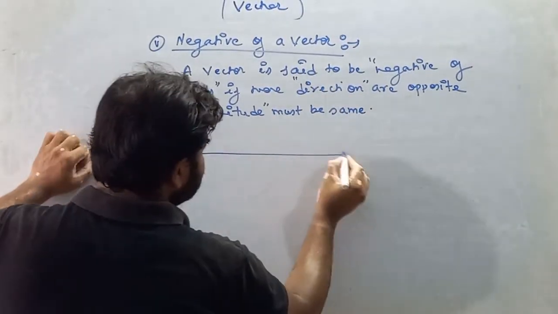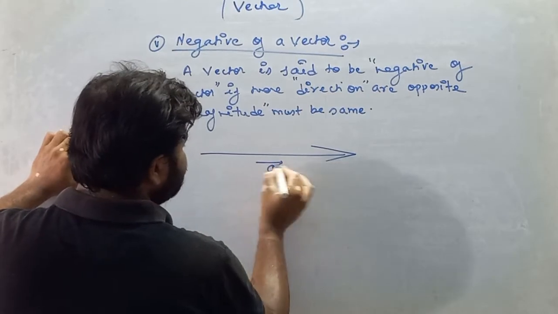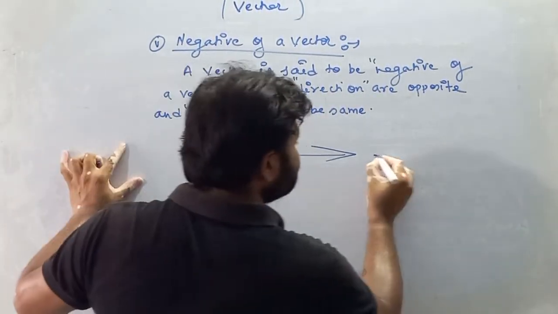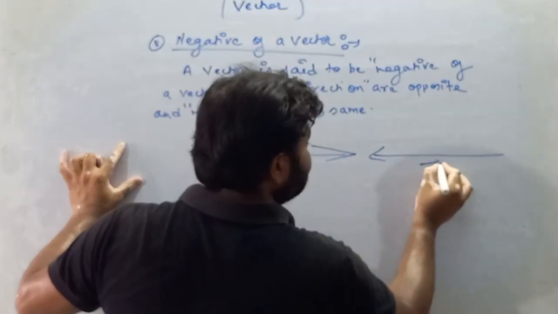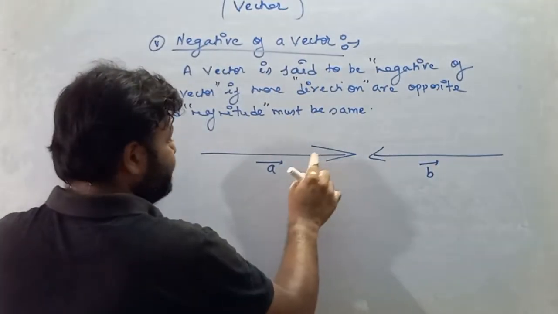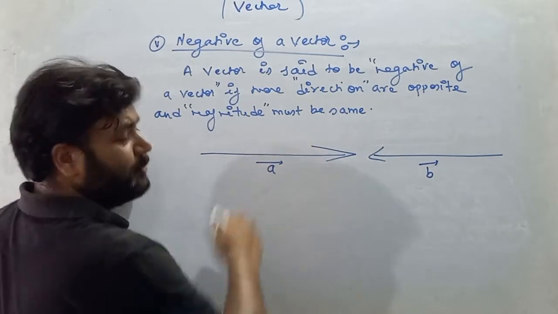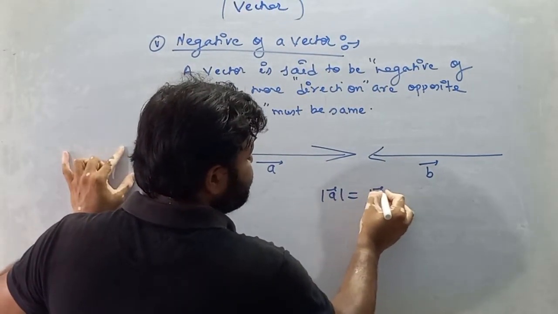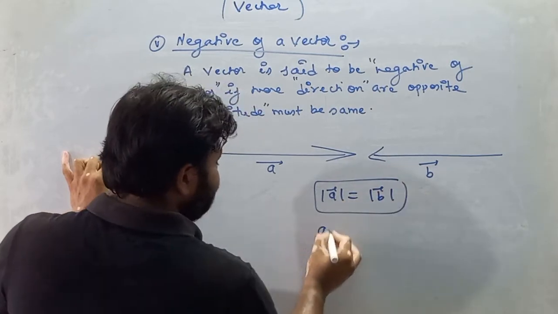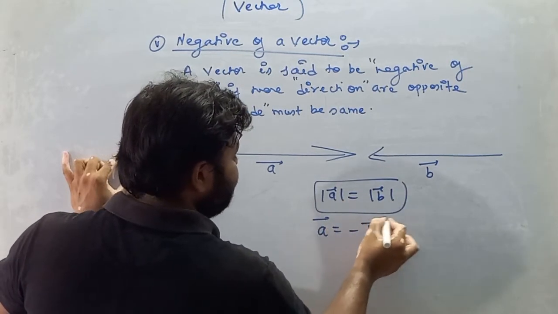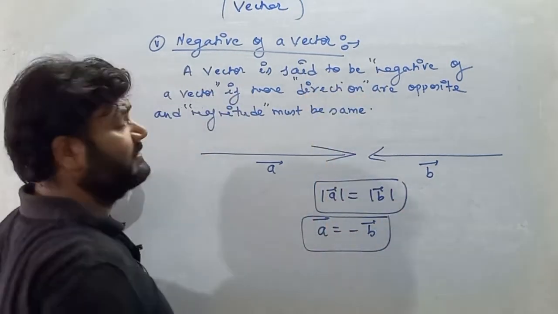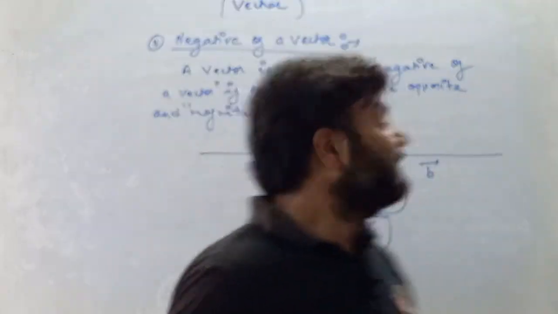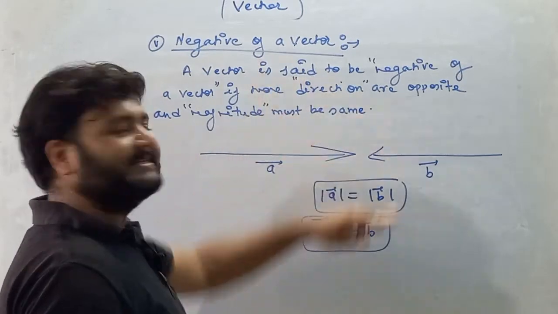So I'll write here, let's suppose we have a vector A, so I wish to write its negative form, so I'll make another vector, let's suppose B vector. See, the direction of B vector is opposite to A vector and let's suppose their magnitude is same, so I'll write A vector is equals to minus of B vector. This is how we'll write negative of a vector. So this is all about negative of a vector.